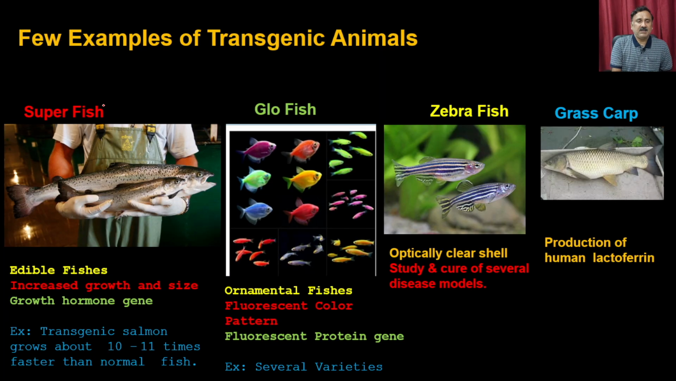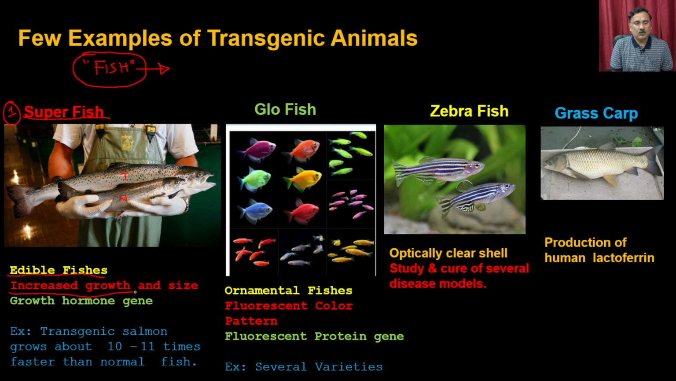The first transgenic animals are from the class of fish, right, because fish is very economically important, as fish is a staple product for consumption. So, the first transgenic animal is the superfish, right. Superfish are bigger in size. You see that this is a normal fish and this is the transgenic fish. So, you see how big it is. It is an edible fish, the superfish.